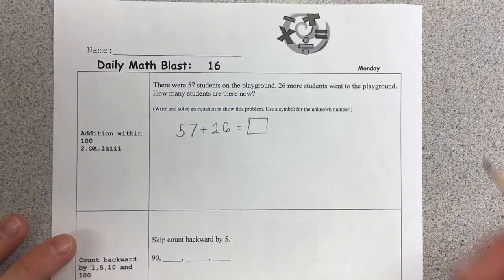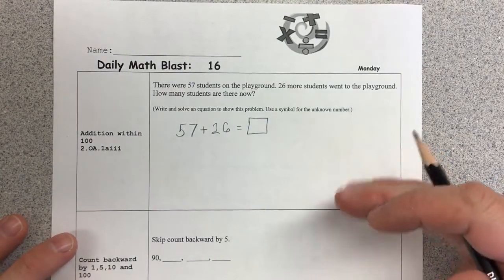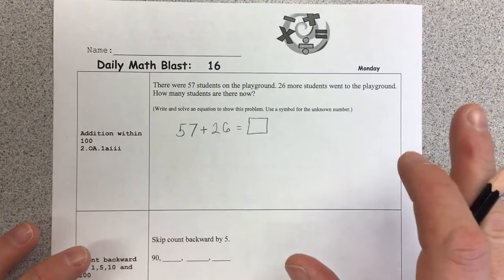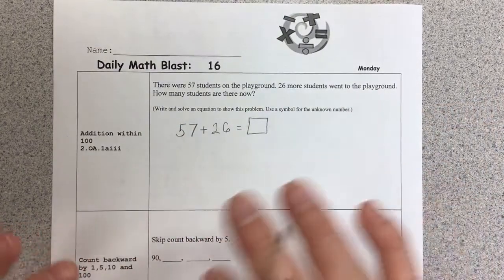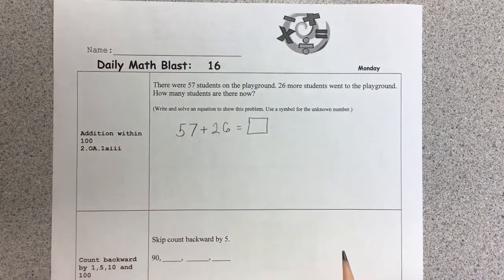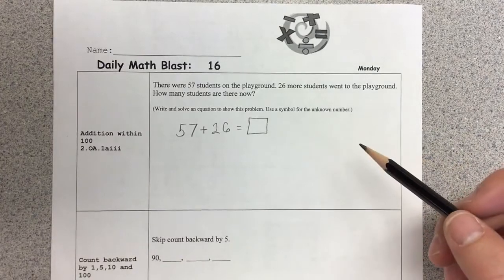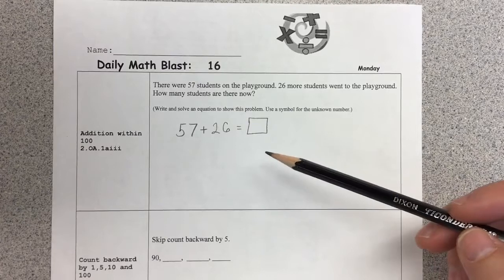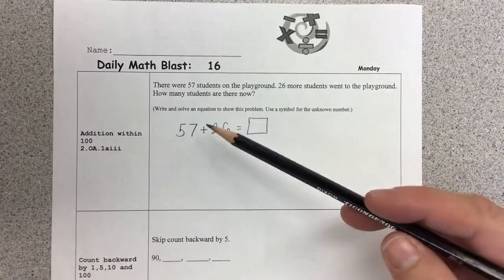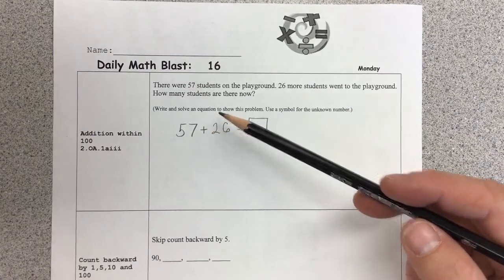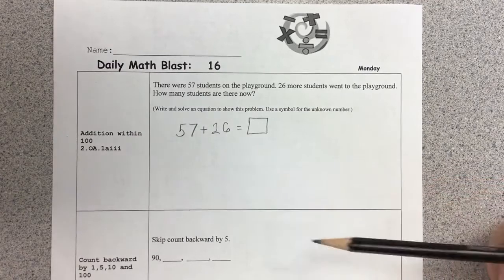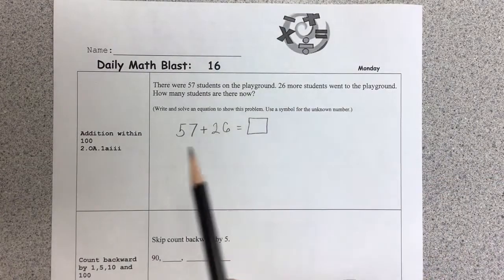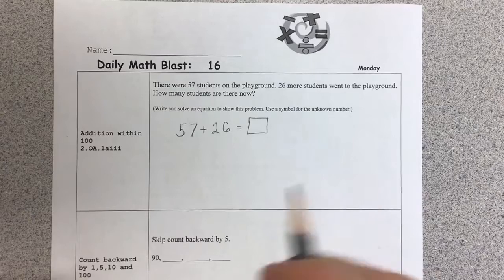Now remember, your strategy may be different than mine, and I use a variety of different strategies so you can see all the different ways that you can solve this problem. So today I'm going to use one called compensation. I'm going to use a tape diagram to model this, and then I'm going to show you how I could use compensation to take this problem, turn it into an easier problem, and then solve that. So first, a tape diagram. So 57 students plus 26 students.